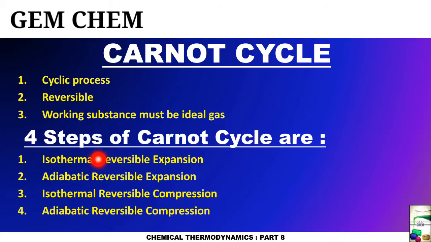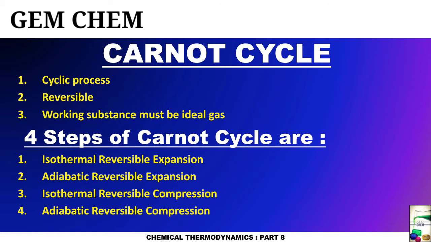The second step is adiabatic, meaning no heat, mass or energy exchange, reversible expansion. The third step is isothermal, reversible compression, and the fourth step is adiabatic, reversible compression. First we are expanding the system, increasing its volume, and in the next 2 steps we are decreasing the volume of the system by compressing it.